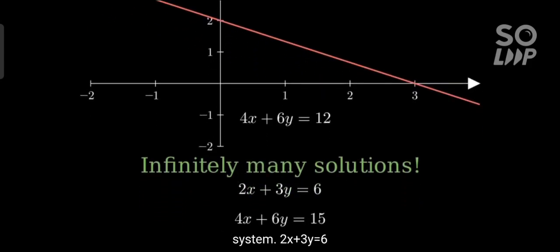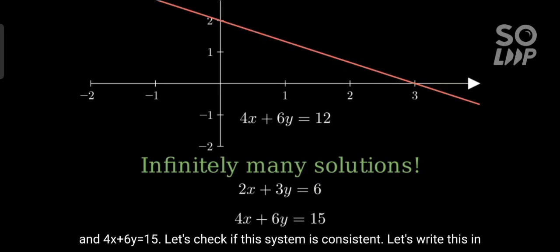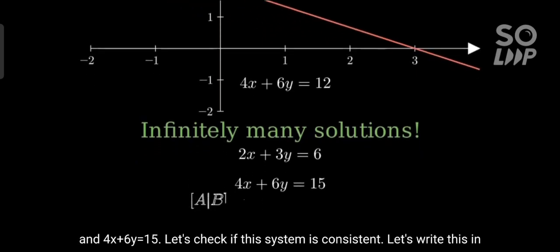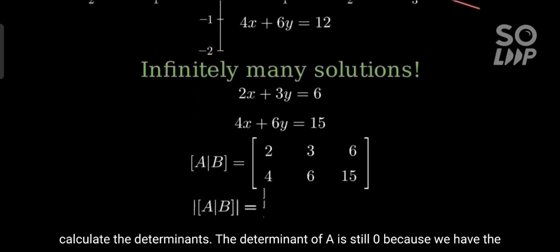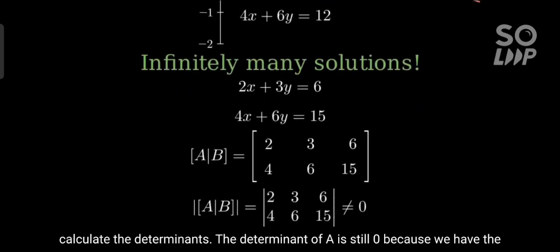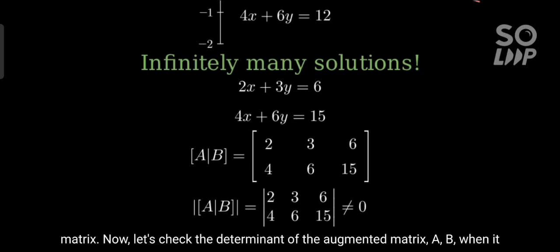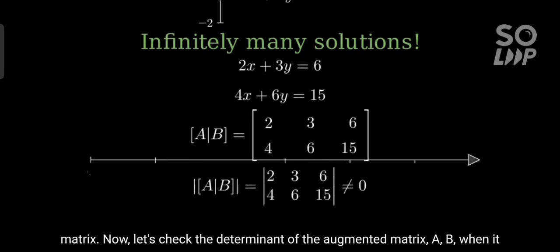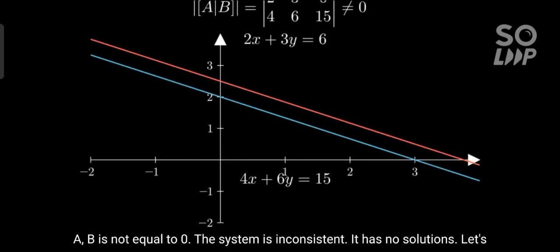Consider the system: 2x plus 3y equals 6, and 4x plus 6y equals 15. Let's check if this system is consistent. Let's write this in matrix form and calculate the determinants. The determinant of A is still 0 because we have the same coefficient matrix. Now let's check the determinant of the augmented matrix, AB, when the determinant of A equals 0. But the determinant of AB is not equal to 0. The system is inconsistent. It has no solutions.